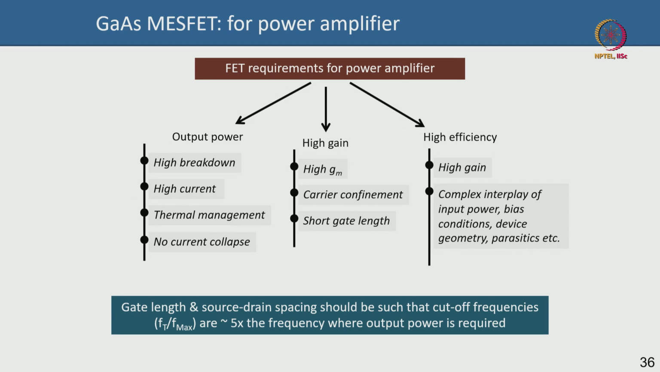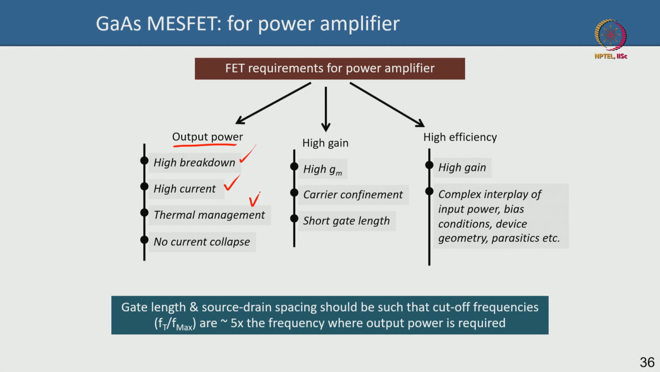For a power amplifier, again, power amplifier design is a different topic and ball game altogether, and a lot of things depend on the way you bias the device. But to a first order, what are the different requirements for a power amplifier? You need good output power. For a good output power you should have a high breakdown, because higher breakdown means that you can bias the device at higher voltage, and that will give you higher power. You need high current. Of course, the product of breakdown voltage and current dictates how much power you will get.